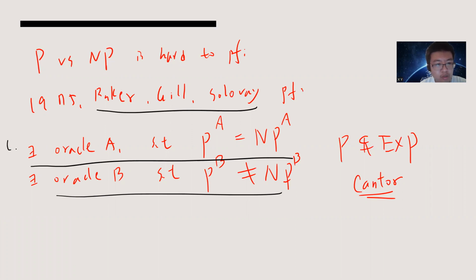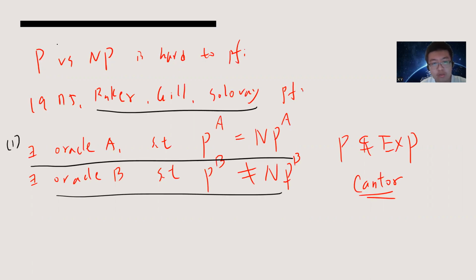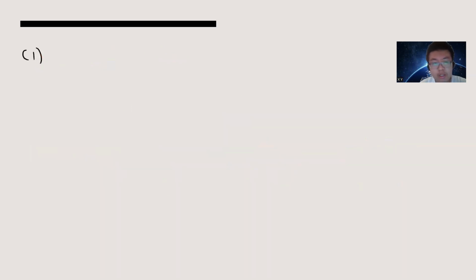The first one is a very short video where I just prove the first part, and it is very simple. In order for P with oracle A to be the same as NP with oracle A, we need to choose A to be super powerful. This is the intuition.